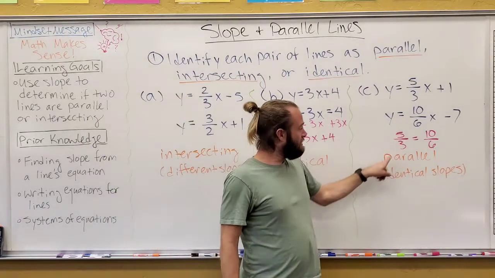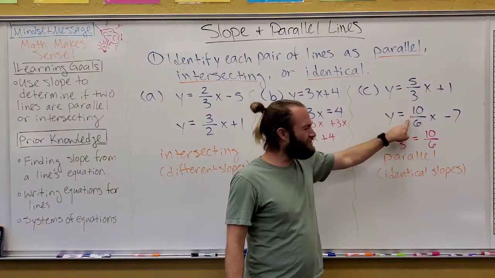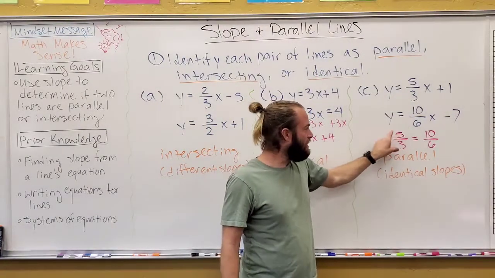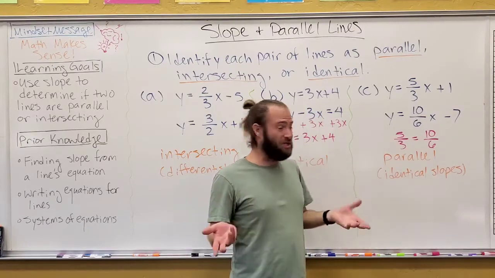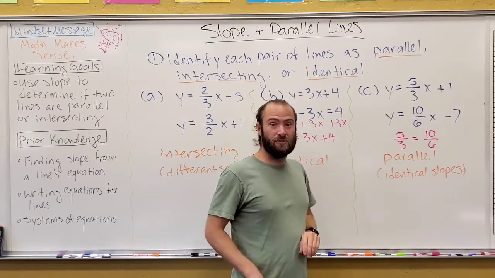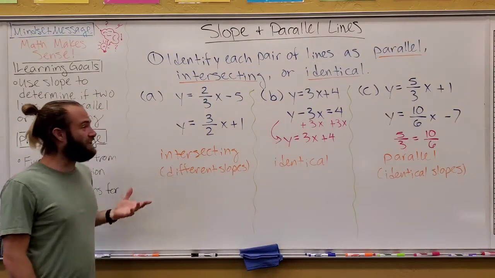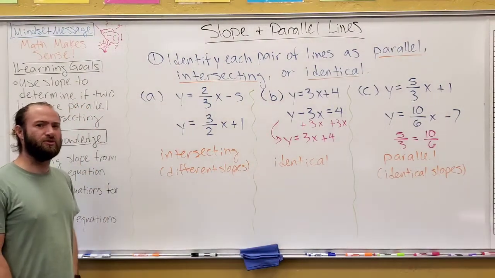And then last, these are parallel, because that slope and that slope, even though the numbers are technically different, those two slope ratios are actually equal, so identical slopes. Okay? So that's the basis of this. There's one more type of thing we need to be able to do though with this.